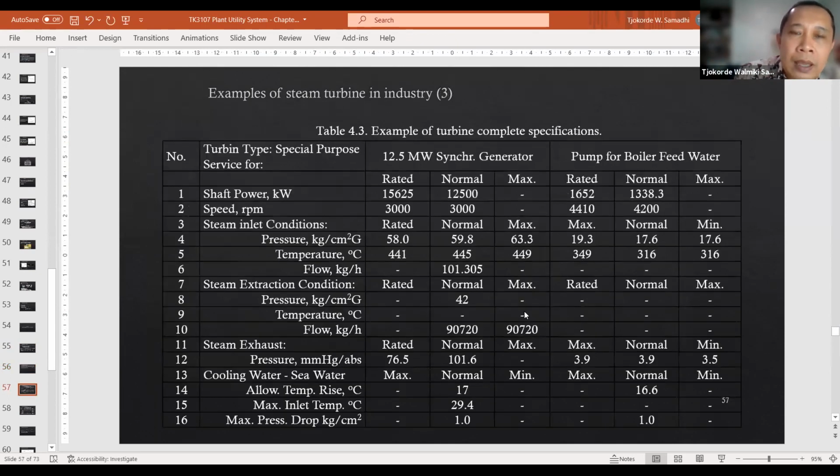Okay. And these are the steam turbines operated by PT Badak. This is the one that I mentioned before. They have several huge steam turbines to drive the refrigeration system compressor. Okay, so these are huge. These are really big turbines.